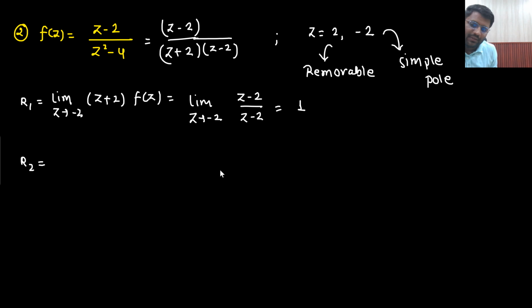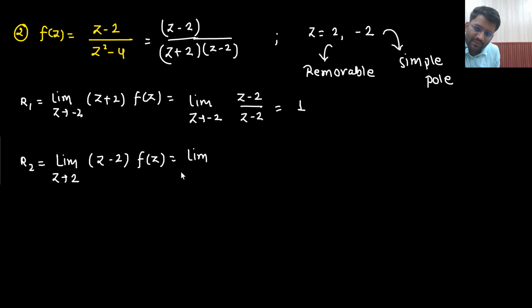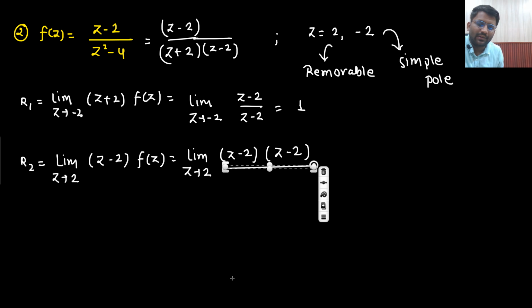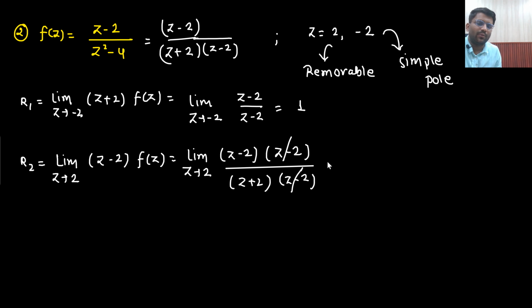And the residue at z equals plus 2: I multiply (z minus 2) with f(z), limit z tending to 2. So (z minus 2) into (z minus 2) upon (z plus 2) upon (z minus 2). This and this get cancelled out. If you put 2 here, 2 minus 2 is 0 divided by 4. What is the answer? 0 only.